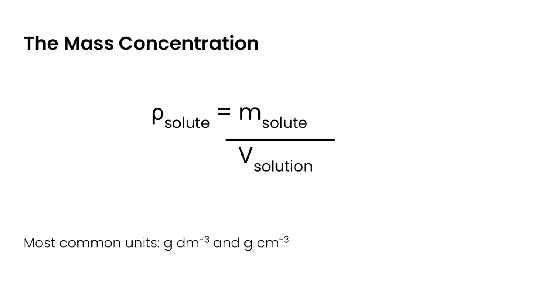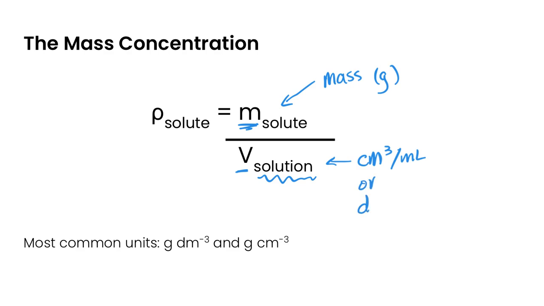In this video, we're going to go over how to determine the mass concentration for a solution. To begin with, we need the formula for the mass concentration. That is simply the mass of the solute, where the M stands for mass, typically in grams, divided by the volume of the solution. This is either in milliliters or centimeters cubed, which is the same as milliliters, or in decimeters cubed, which is the same as liters.